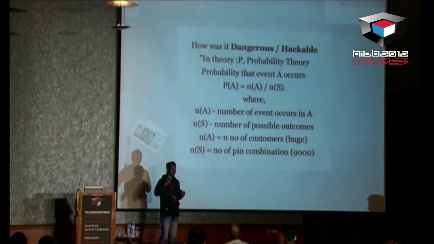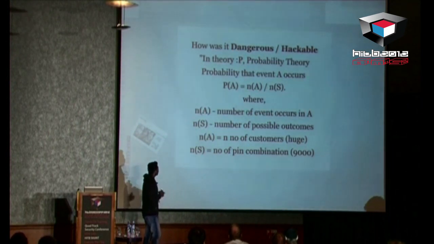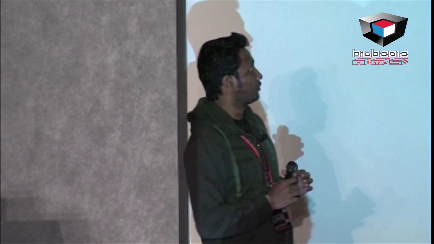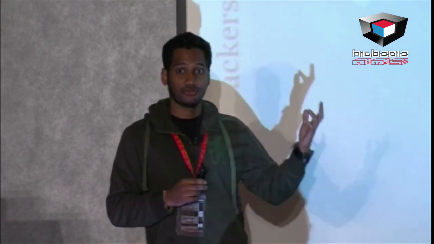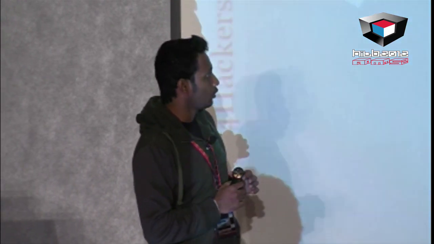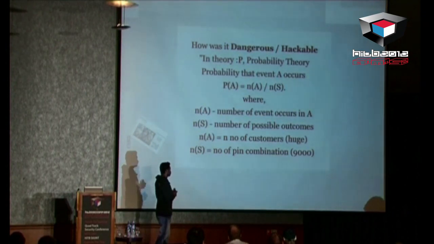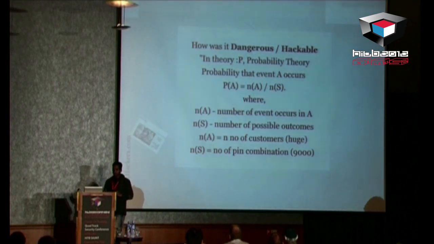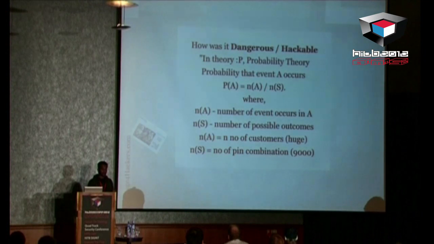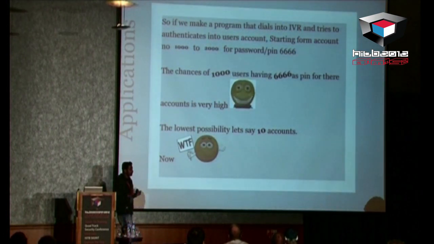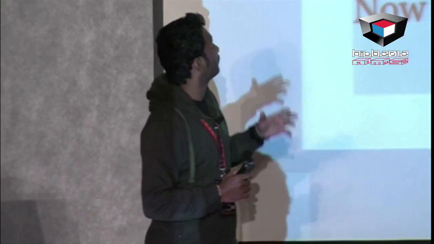There was clearly no CAPTCHA system for this IVR application to prevent a brute force attack. And probability theory states that the probability of an event occurring, where the event here is multiple users having the same password, P(A), is equal to the number of customers, that is the number of user IDs, which would be very huge, divided by the PIN combinations. We have a four-digit PIN combination from 0001 to 9999, so 9,000 PIN combinations. When you divide a very huge user list by the number of PIN combinations, the possibility of multiple users having the same PIN is high. So if I make a brute force program and try to authenticate into user accounts starting from account number 1000 to account number 2000 for the PIN 666, the chances of 100 users having the same PIN would be pretty huge.